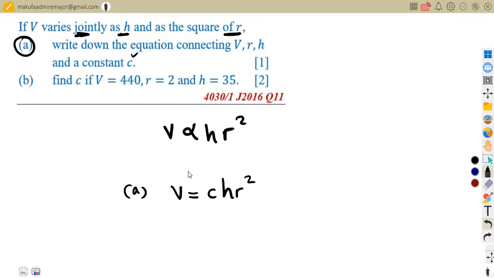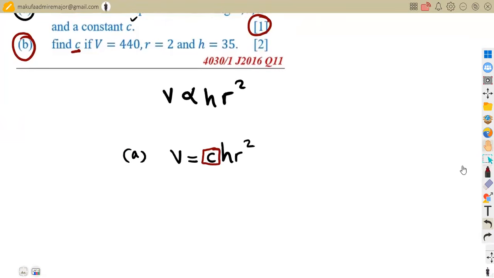That is what our question is all about this time. You use the information that you are given, where C is representing a constant this time. All right, we are done. That is the first statement, 1 mark for that. B, now find C given this information. We are now substituting the values that we are given. So the item B, we are asked to find C given that V is 440.